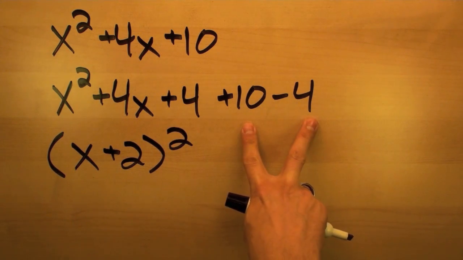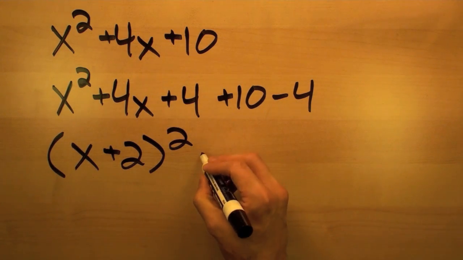Then we have this matter of the constants from the previous step. 10 minus 4 is 6.